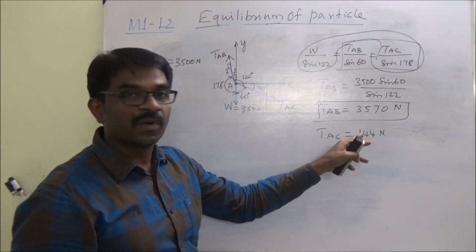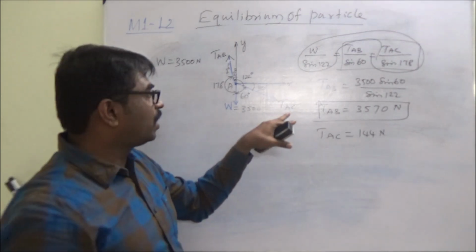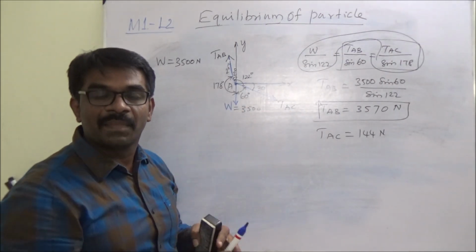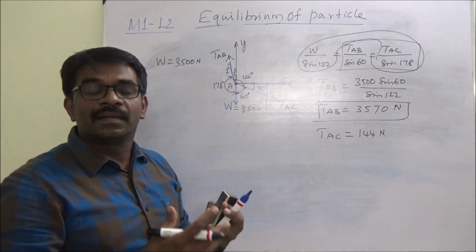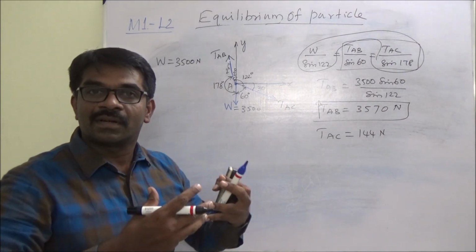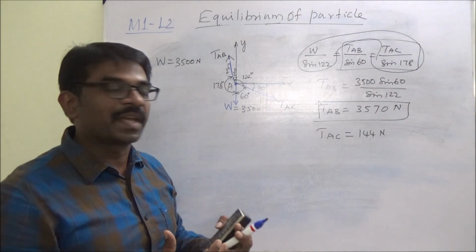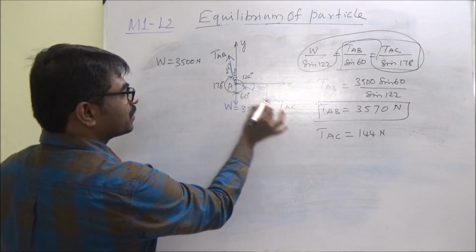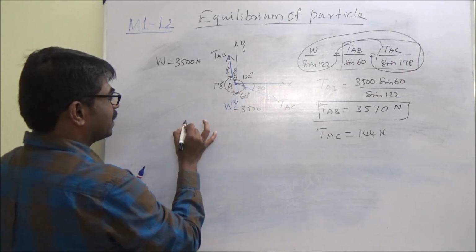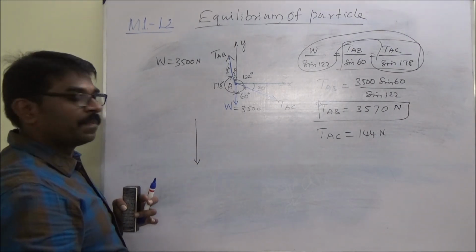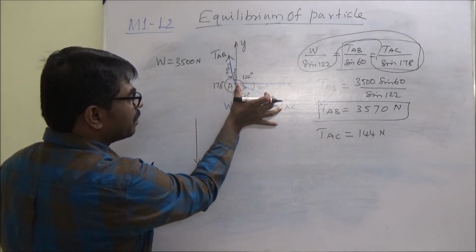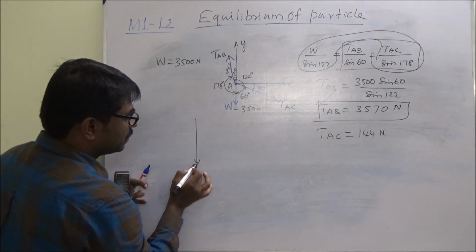So 144. This can also be solved in another way. You can make the vector addition, or the triangle we can make. So this force is here. So I can make this W, then I can bring that here.